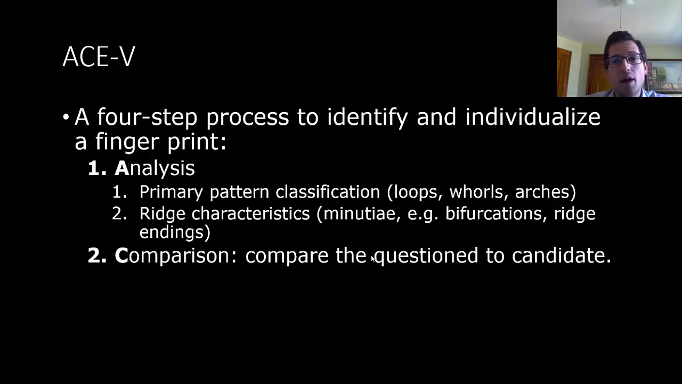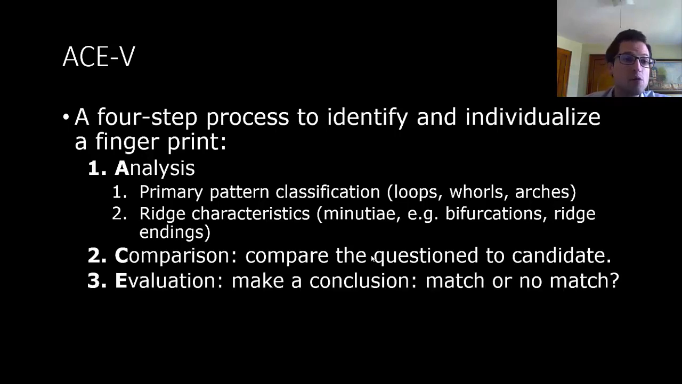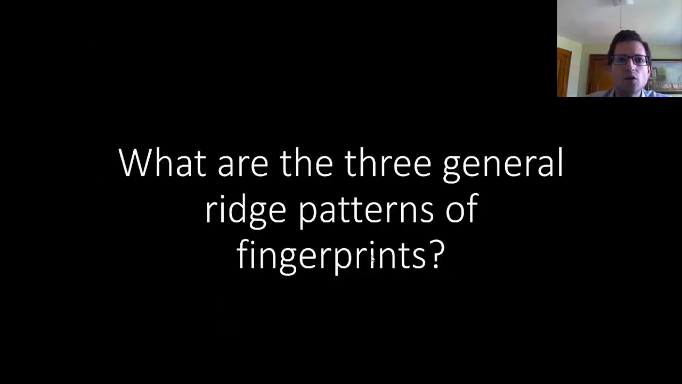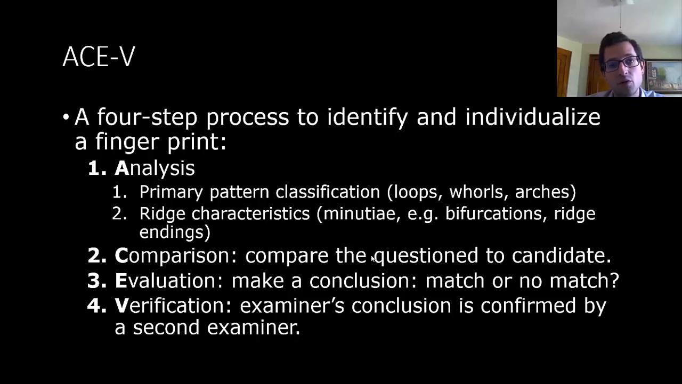Then we do a comparison. So we compare the question fingerprint to the candidate fingerprint, the fingerprint that we found at the crime scene, for example, to the fingerprint that we've taken from the suspect. Then we do an evaluation. We say, is this a match, or is this not a match? And then finally we call in a second examiner to take a look at the fingerprints and see whether they agree with us that it is a match or it is not a match. So we have a second person to verify our findings and confirm that we've done our work correctly. That's the ACE-V system. So we said in the analysis that we do a primary pattern classification, then we look at the ridge characteristics. Let's take a look at that primary pattern classification first.